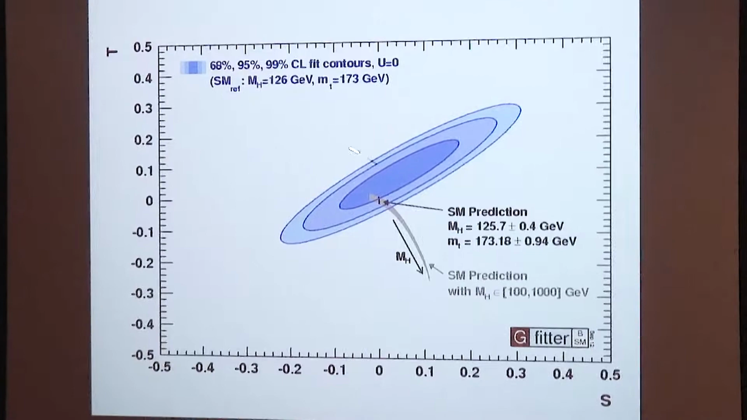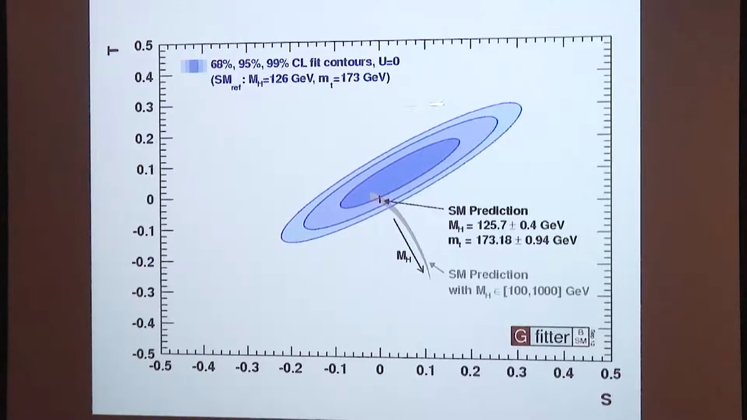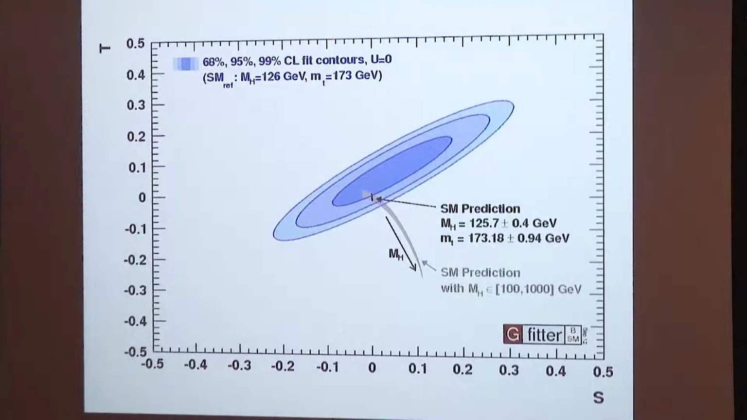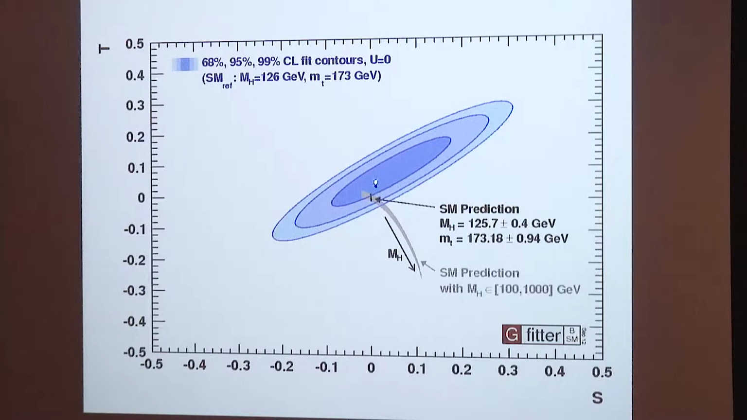You can see that this is the ellipse, the 68, 95, 99% confidence level. The higher the confidence level, the more sure you are that you really cover the physically true point. We had this bound of 900 GeV, right? And you can see that this is really weak compared to what's happening here. This is from September 2012, so this is aligned with the Higgs discovery. You can see that the best fit point sits here, and if you slightly increase the Higgs mass, you're outside 99% confidence level.